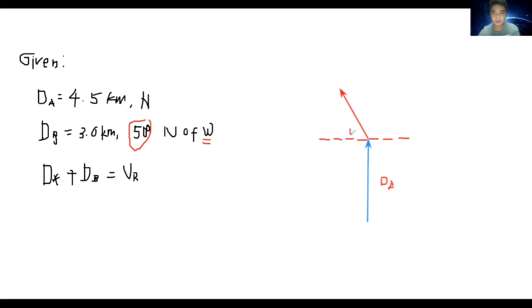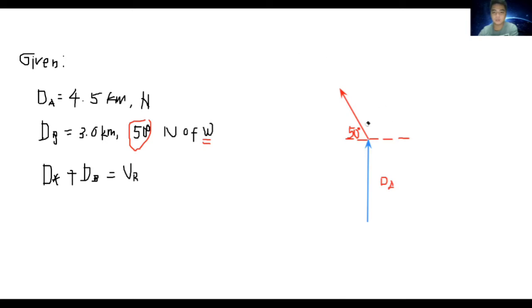North of west. This is 50 degrees. Now, to determine the resultant vector, we already know that the westward direction is the reference in the case of D sub B.